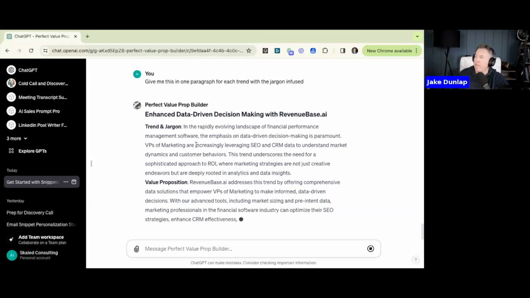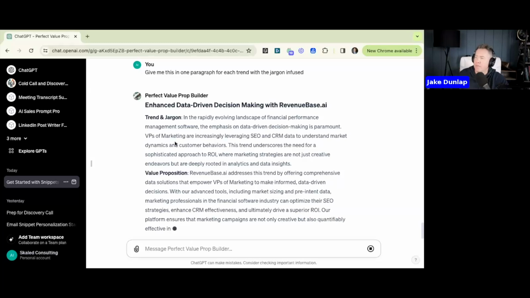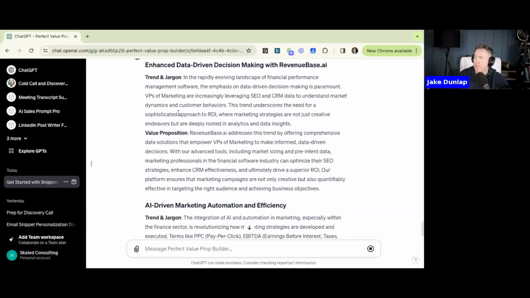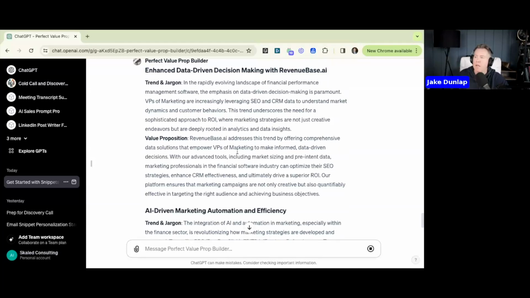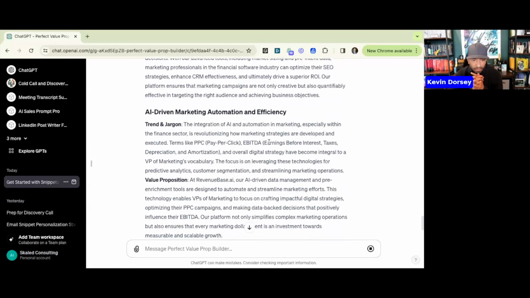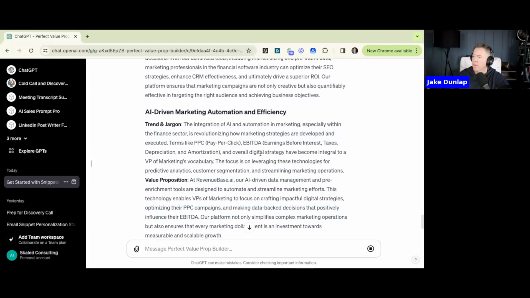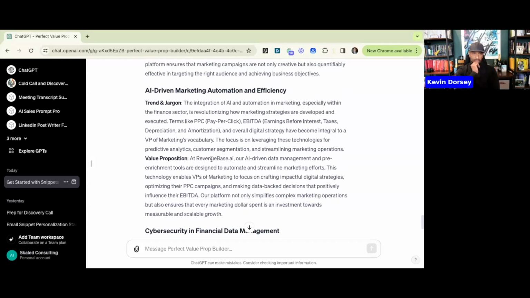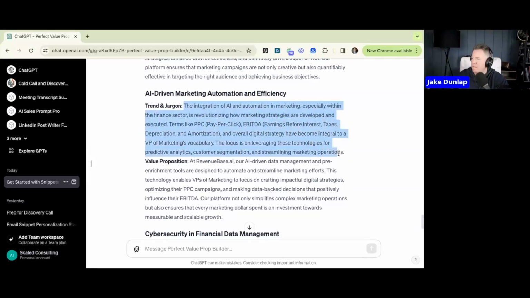So again, look at this. In the rapid landscape of financial performance, the emphasis on data-driven decision-making is paramount. VPs of marketing are increasingly leveraging SEO and CRM data to understand market dynamics and customer behaviors, underscoring the need for a sophisticated approach to ROI. What we do for that is this. And this is where you customize. You don't copy and paste this into the template or framework you're using. Also, I don't like to use the word paramount. Here you go: AI, earnings, and overall digital strategy become integral to a VP of marketing's vocabulary. I mean, give me a break. These are amazing. I'm guessing these are under 100 words, aren't they? Looks like it's under 100 words, doesn't it?